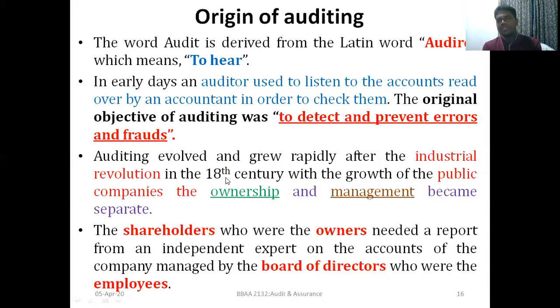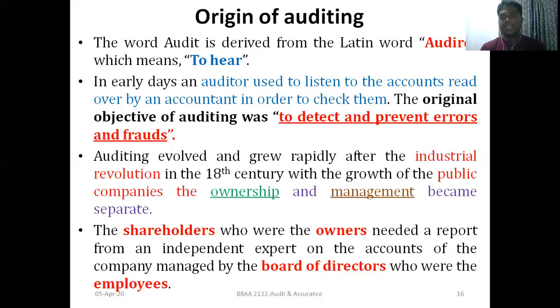After the Industrial Revolution, that's a turning point of auditing, because after the Industrial Revolution, audit grew rapidly and emerged very quickly. With the growth of the public company, what happened? There was a big change in the organization setup: public companies quickly and gradually emerged, established, and developed.